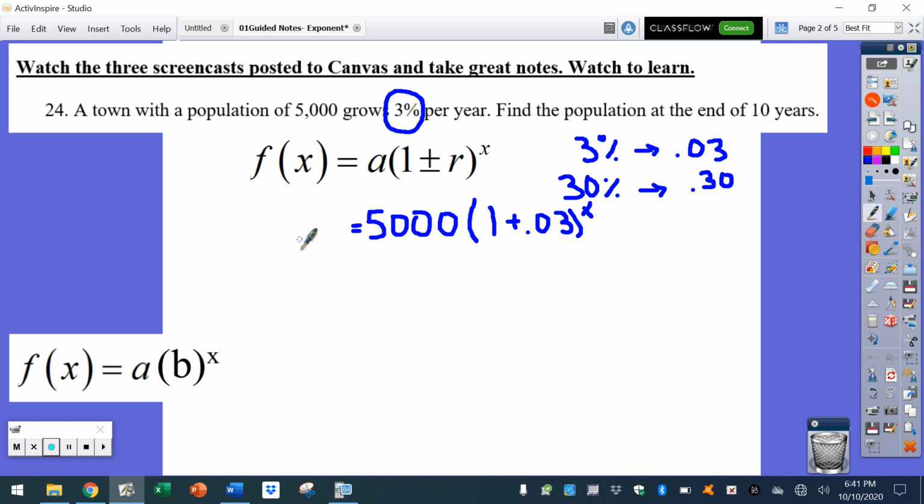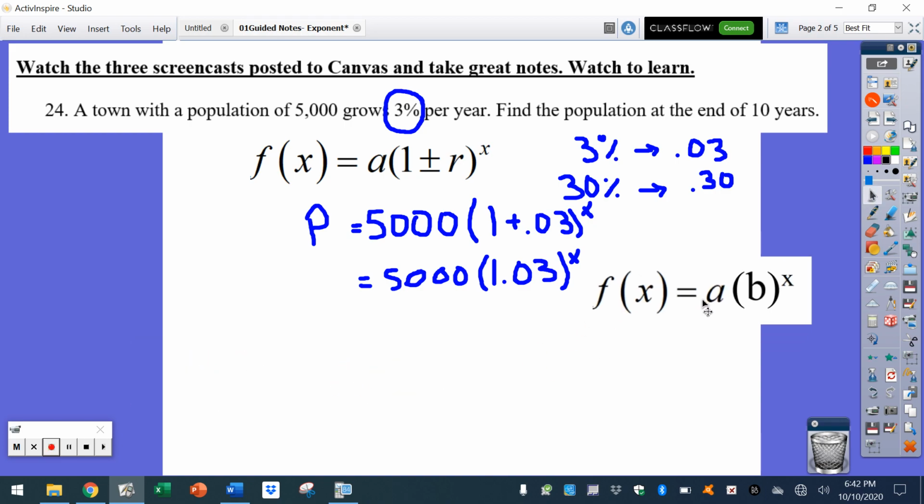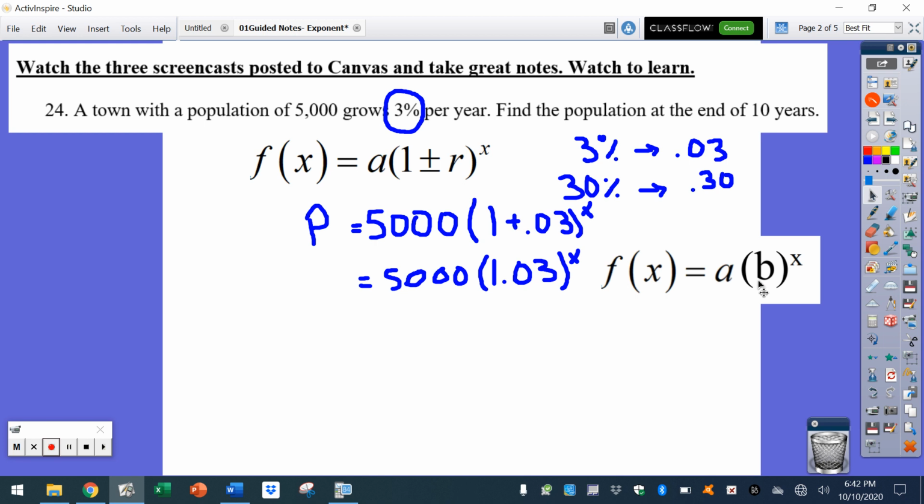And we're going to try to find the value of this population at the end of 10 years. If you'll take time and add the 1 plus 0.03, you'll get 1.03. So we're going to put 5,000 times 1.03 raised to the x. And when you see that, you'll notice this is the other form of the exponential growth or decay formula, where B is your growth factor. So our growth factor is 1.03.